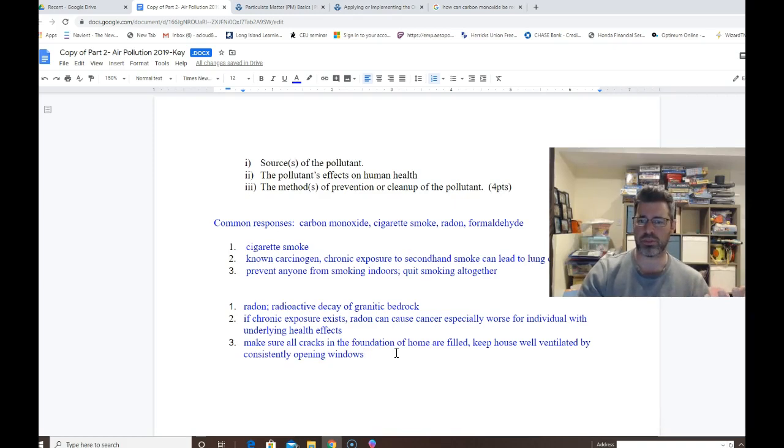Okay, so those are two examples. You could have said asbestos, household cleaning products as well. You could have had that in your answer too.